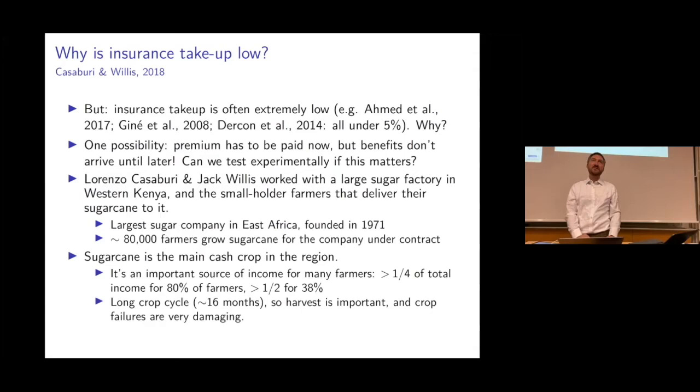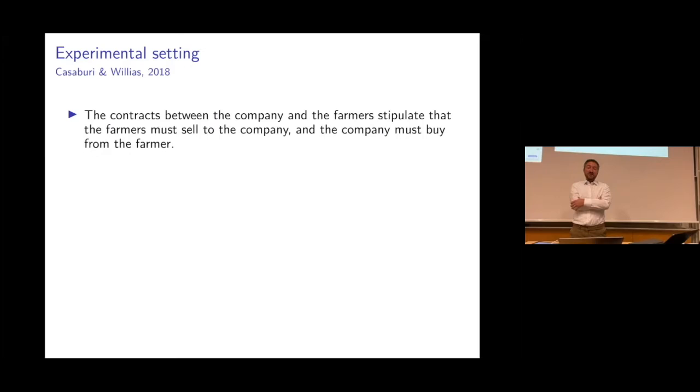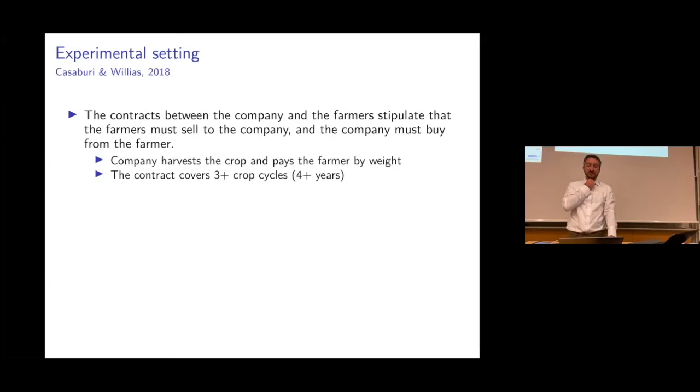Okay, so here's what the contracts look like that this company works with. They stipulate that the farmers must sell to the company and the company must buy from them. So this is a fairly deep relationship. The company also harvests the crop for the farmer and they pay the farmer by the weight. And the contract covers at least three crop cycles. So that's at least 4 years. So again, very deep working relationship.